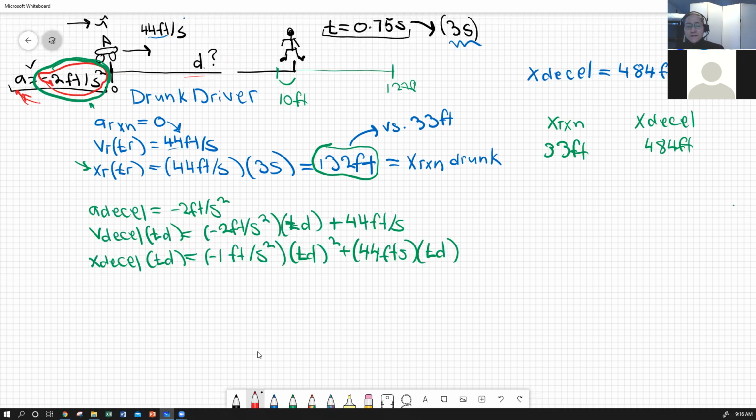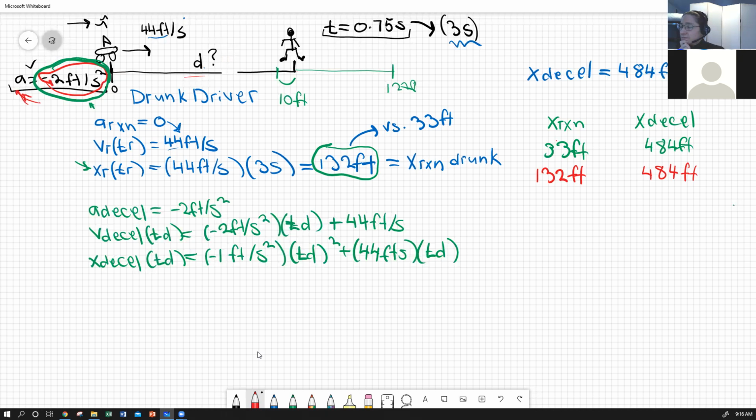I'll put the drunk in red, versus 132 feet for reaction time, and then another 484 feet just to stop. So 33. Oh, sorry. Go ahead.